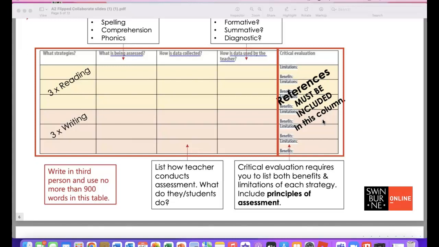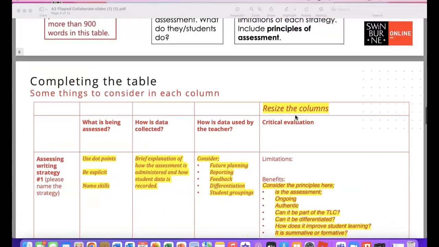Or, a benefit could be that it was available on Twinkle. Those sorts of things are definitely benefits and limitations, but are your benefits and limitations really high quality ones that show us you have insight into this assessment? So if you're going to tell us that it took a long time to photocopy, that's not really a high quality limitation. So think about which ones you're going to include, and obviously we'll give you lots of examples at the interactive collab.